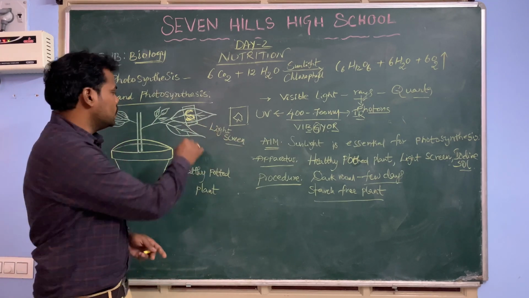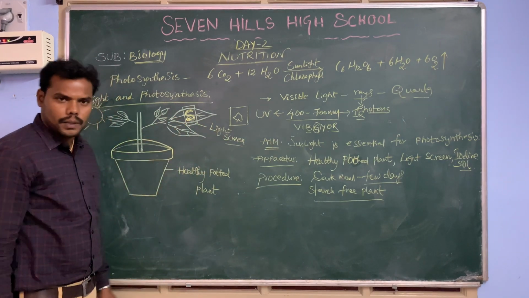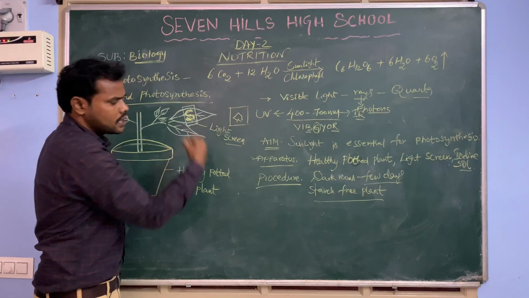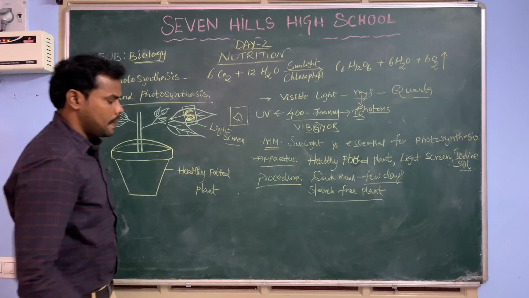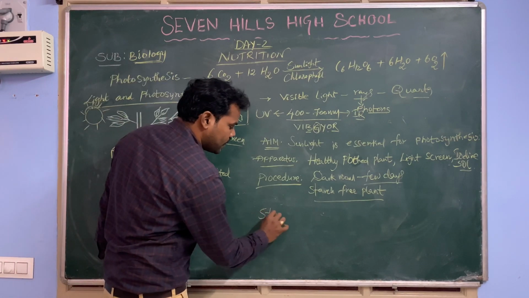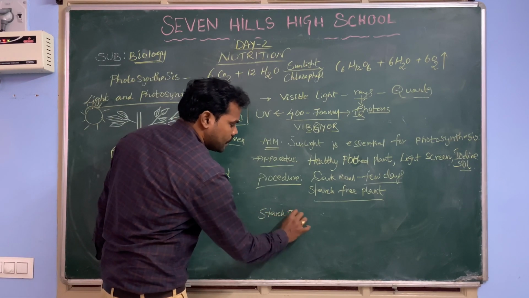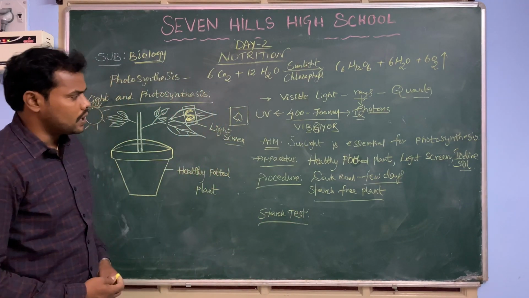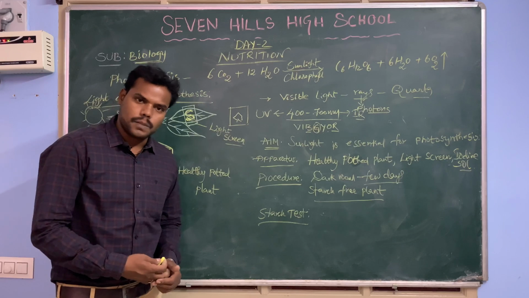Then we have to detach the leaf from the plant. We have to remove the light screen and detach the leaf from the plant. Then we have to go for the starch test. How are we going to conduct the starch test? We already studied it in the last experiments also.